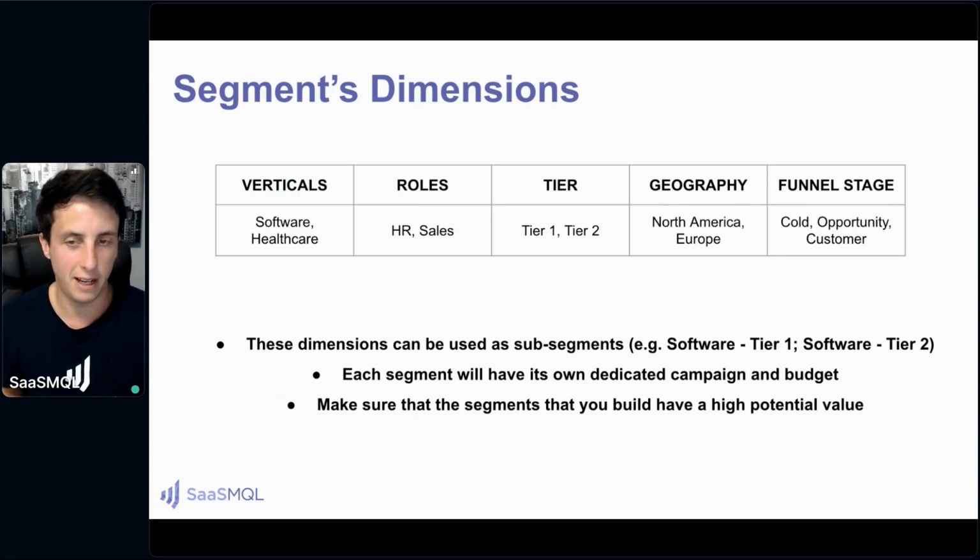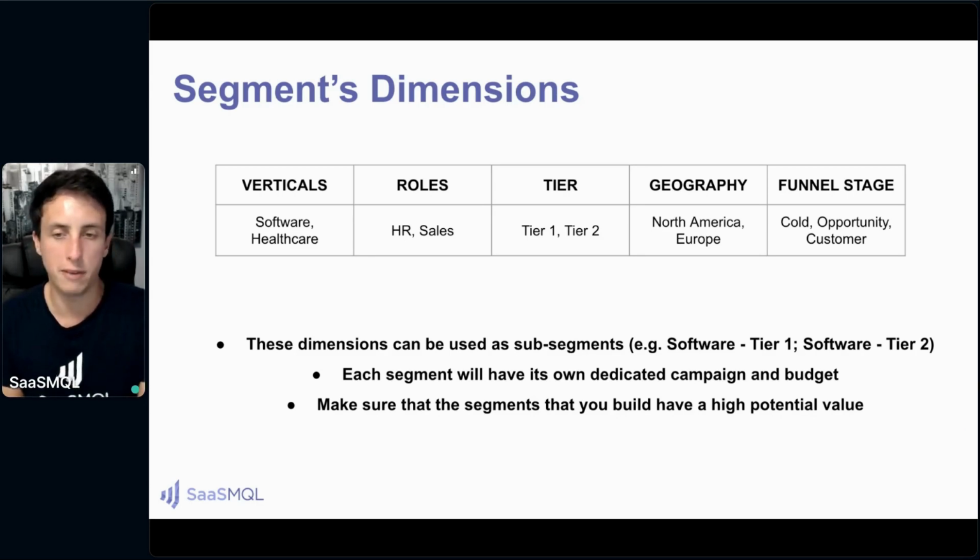Great, but that's not it. You might also want to sub-segment them into tiers. You might have a tier one software and a tier two software, a tier one healthcare and tier two healthcare. Why do you want to do that? Because you want to allocate different budget to different sub-segments. So if tier one software accounts provide me with more value when they engage and convert, I might want to put 70% of my budget for software into tier one and only 30% on tier two.